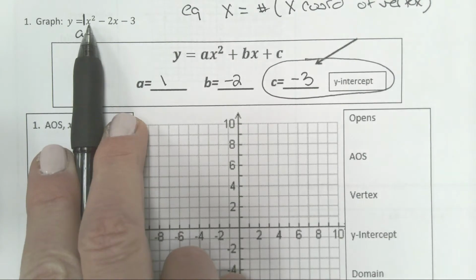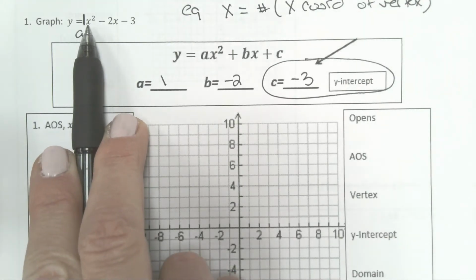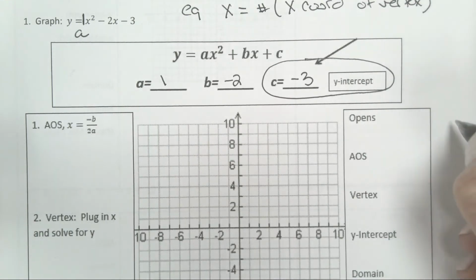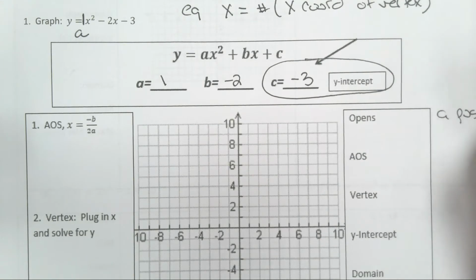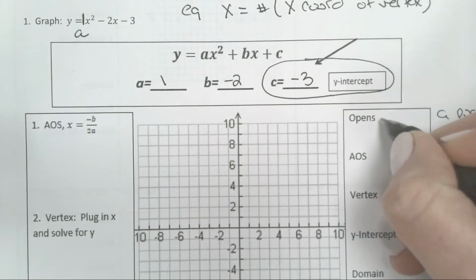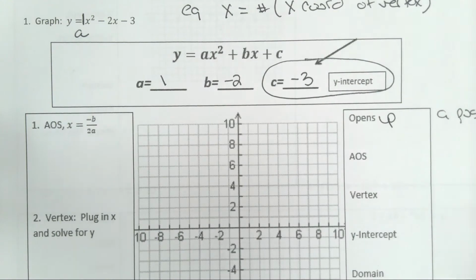All right, so I like to know what my graph looks like. So a is a positive number. Therefore, my graph will open up. So we better get a graph that looks like that when all is said and done.